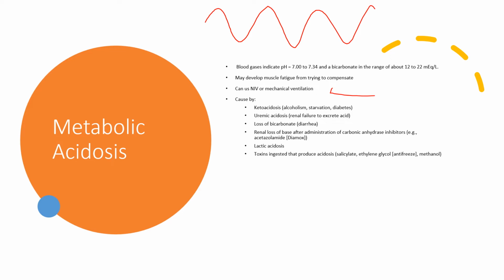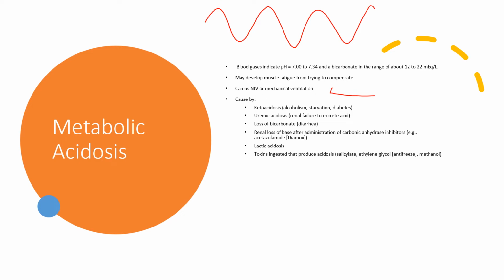Ketoacidosis is the one that I brought up with diabetics, but you can also see that with starvation and alcoholism. Uremic acidosis, you'll see with renal failure patients where they're starting to excrete acid. So your renal failure patients easily get an acidosis. Patients that have a massive loss of bicarb, like diarrhea, can easily go into this metabolic acidosis. Renal loss after administration of carbonic anhydrase inhibitors, or Diamox, which we talked about already.